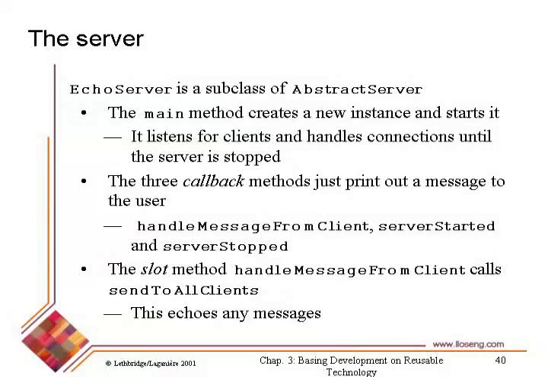The next thing is that we have 3 callback methods implemented. Remember, these callback methods are the methods that are either hooks or slots. The first one, handleMessageFromClient, is a slot method that we had to implement to do something. We'll talk about that in just another slide or so. Then we have server started and server stopped. We'll also see what those things do.